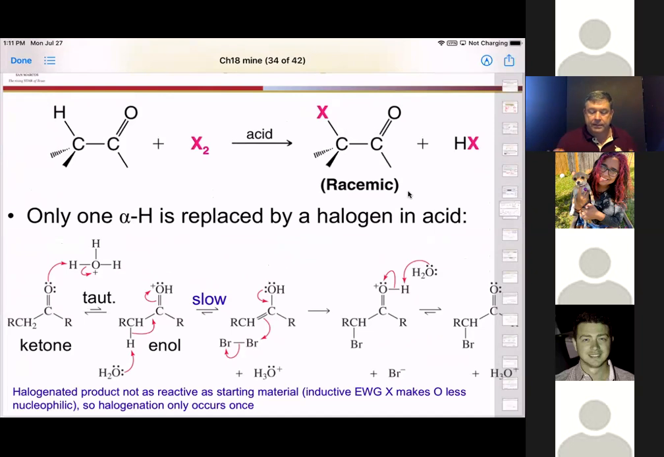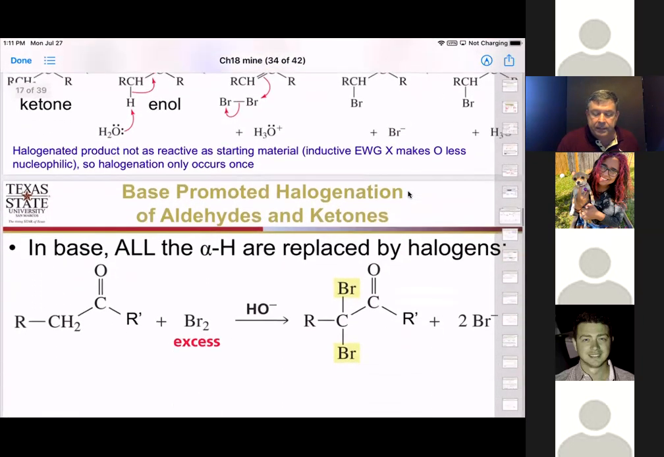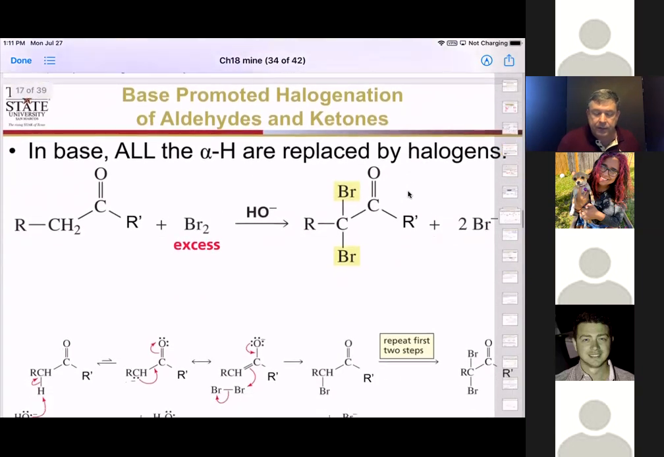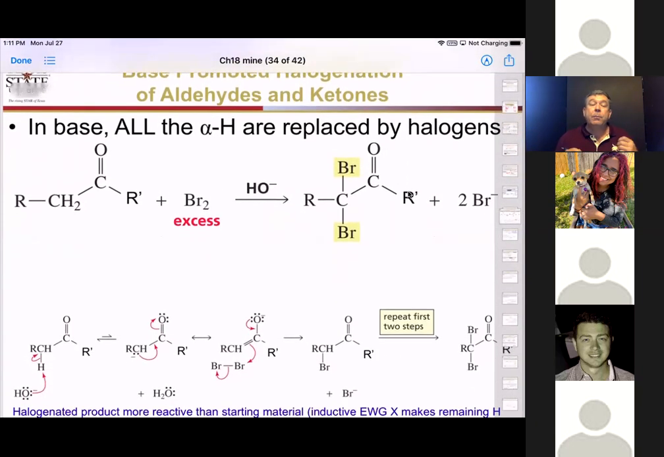All right. That's the acid catalyzed one. In the case of the base promoted halogenation, right here, we can actually replace all of the alpha hydrogens. So if you have one alpha hydrogen, it's going to do one time. If you have two alpha hydrogens, it'll do dibromination. If you have three alpha hydrogens, it'll actually convert it to the tribromomethyl group.